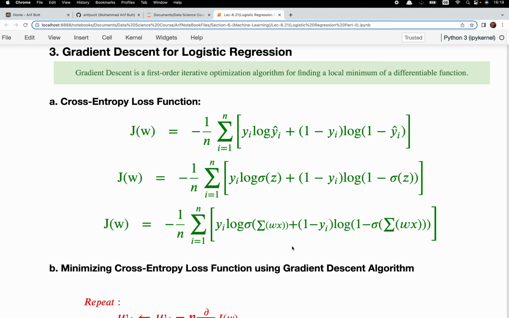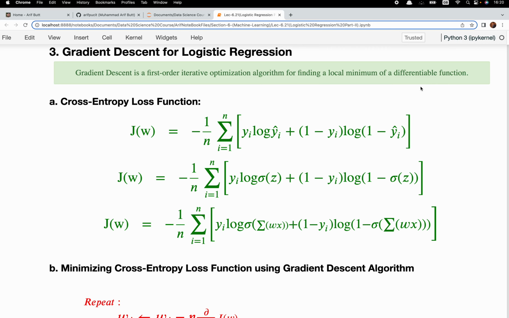My dear students, we did a scuba dive in the gradient descent algorithm during our session of linear regression. I think it was video lecture number 6.4. If you are completely new to this algorithm, I recommend that you watch that video for complete understanding. Anyways, gradient descent is the first order iterative optimization algorithm for finding a local minimum of a differentiable function.